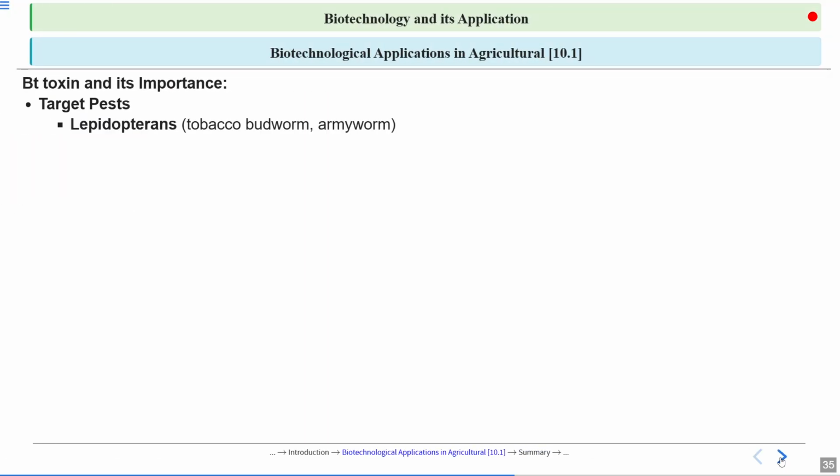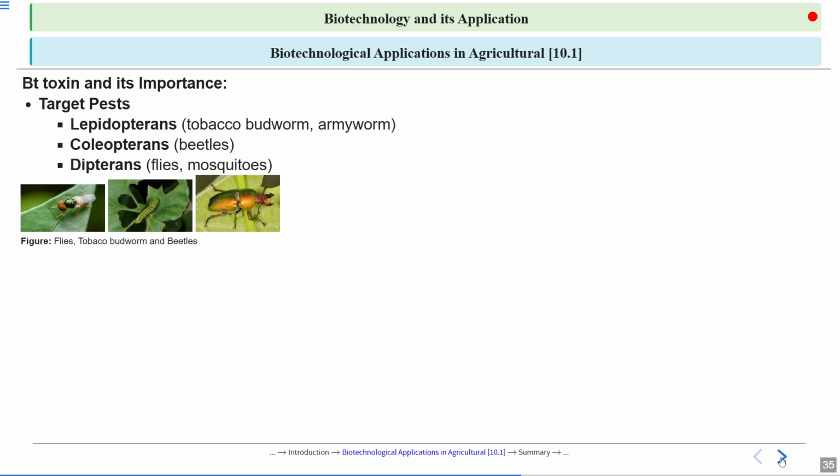Now, what are their target pests? First, Lepidopterans. This involves tobacco budworm or armyworm. Coleopterans involve beetles. Dipterans are flies and mosquitoes. So these are the different target pests.